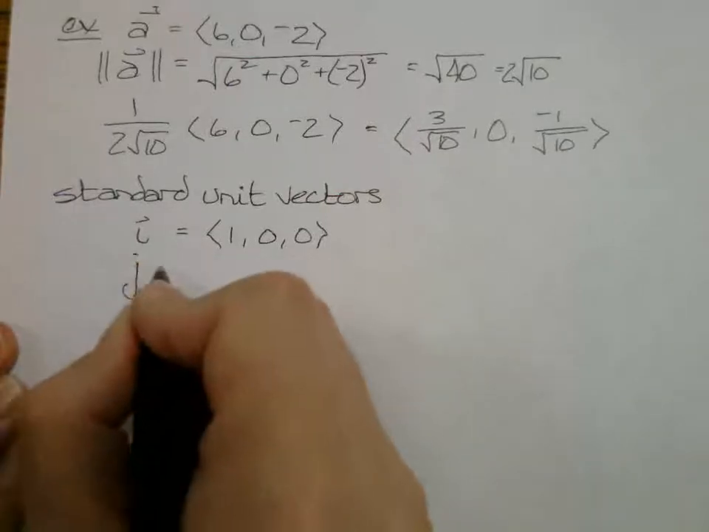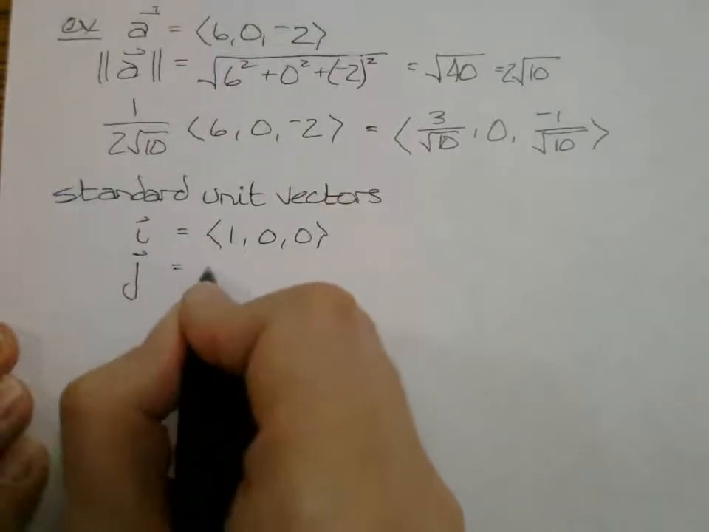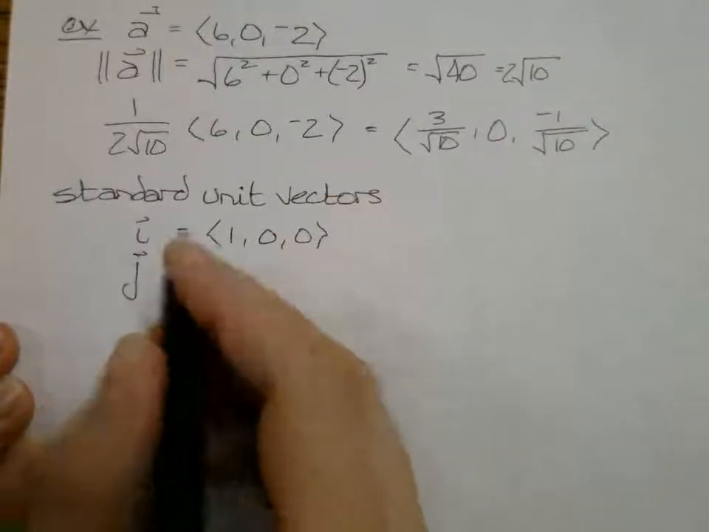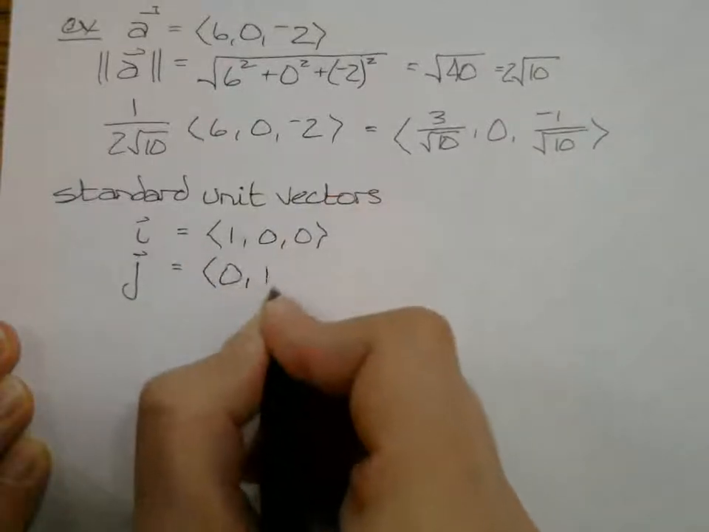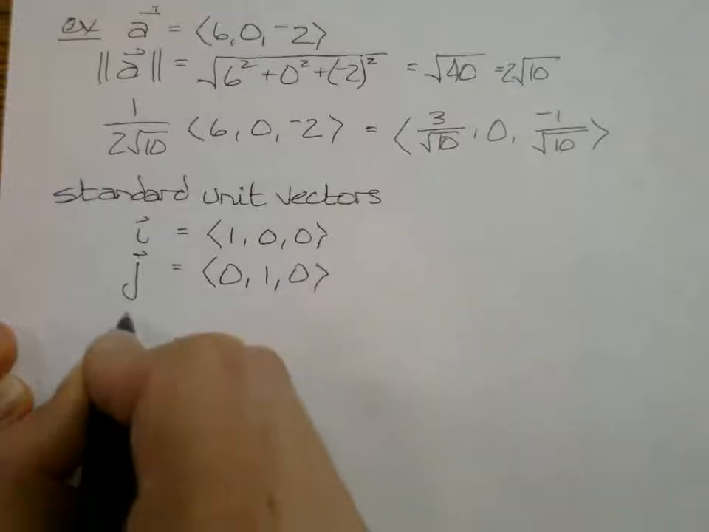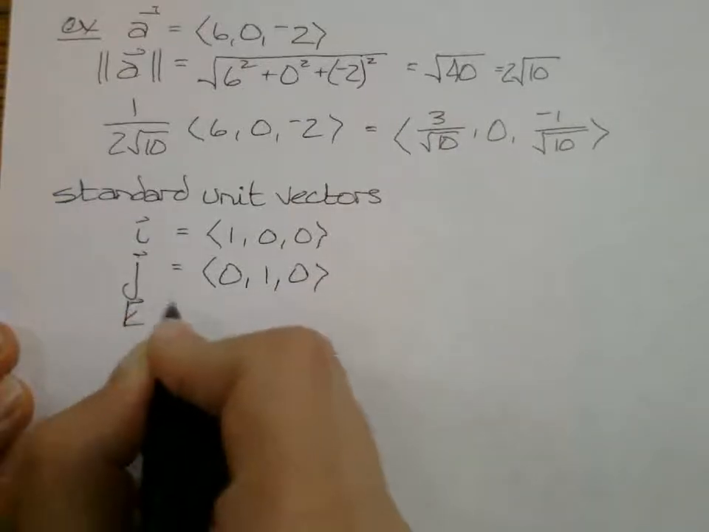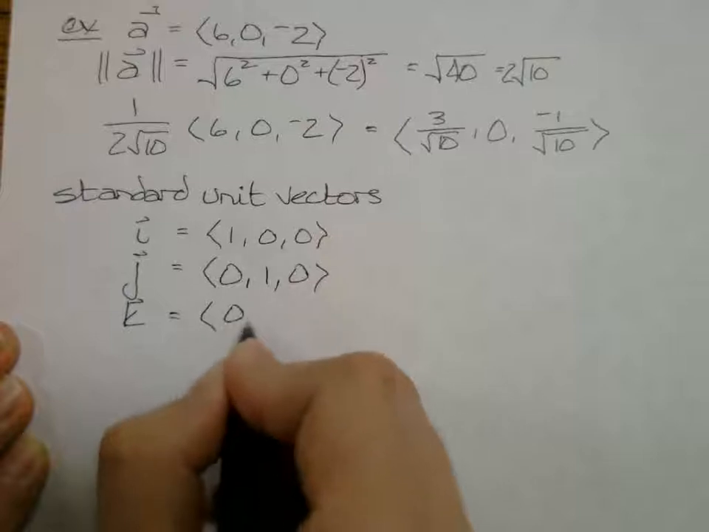For the y-axis, we use j. Never quite sure what to do when there's both a dot and an arrow. That's 1 in the y direction and 0 in the other two. And k is 1 in the z direction.